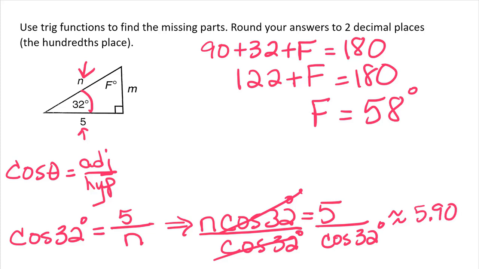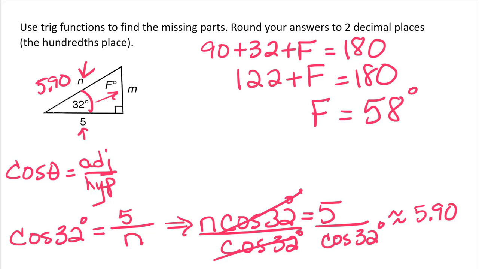So that is n right there. Now, we want to find m. We could do that by using the Pythagorean theorem, but since we really need to practice our trig functions, I'm going to use a trig function. So again, we have the adjacent side to 32. M is the opposite side to 32.